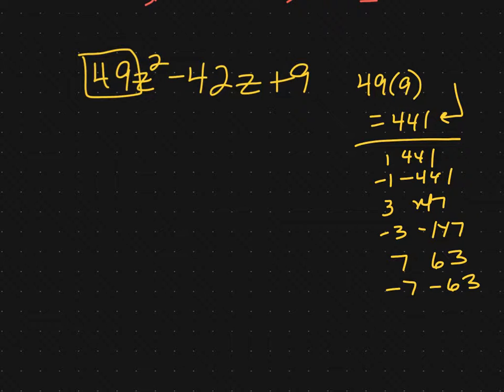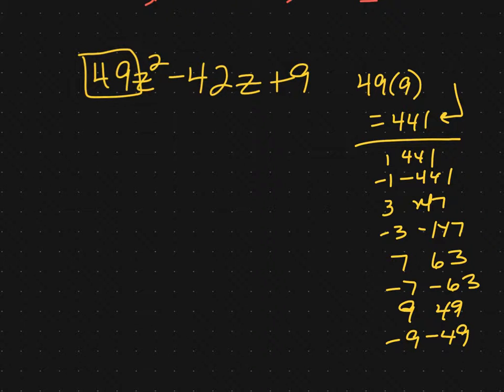Nope. 8 doesn't go into it. It's even. Let's check 9. 441 divided by 9 is 49. Let's try that one. 9 and 49, or negative 9 and negative 49. But those add up to 58 and negative 58. So neither one of those is it. Guess we'll just have to keep going.